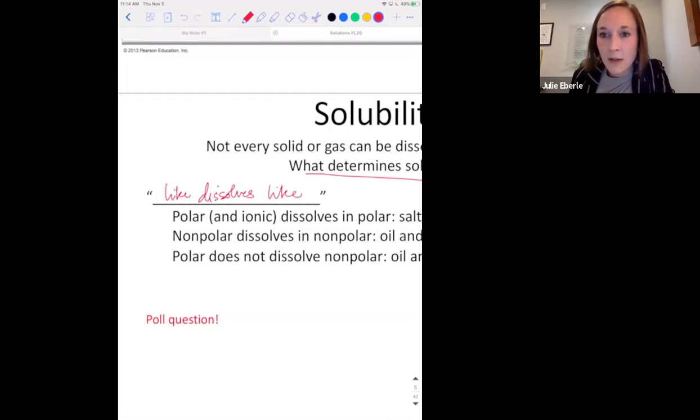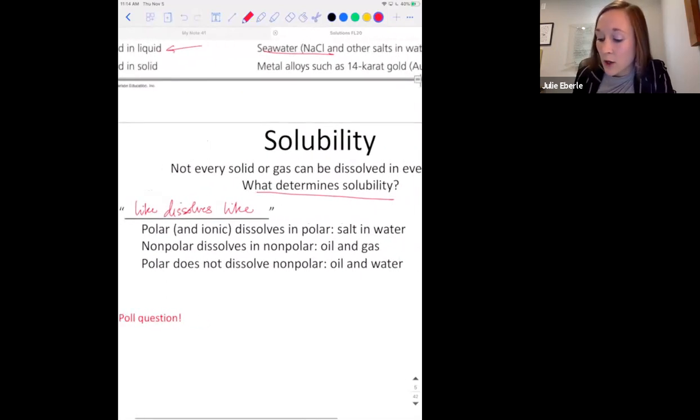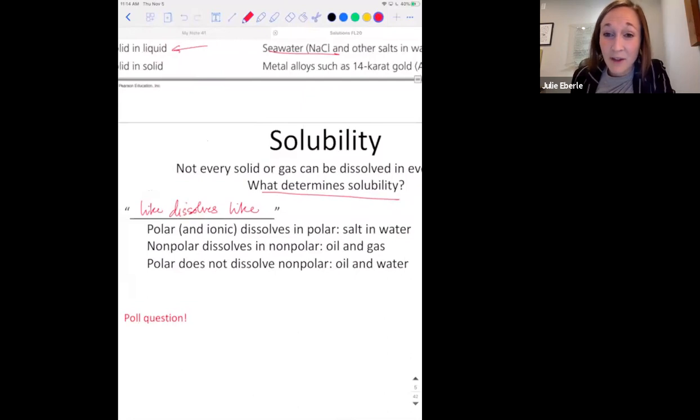One, it's an easy little catchy phrase to remember, like dissolves like, but it all goes down to the types of intermolecular forces at play. So I hate to bring chapter 8 back into the conversation, but everything we learned in chapter 8 about the types of intermolecular forces and identifying when something is polar or nonpolar applies here.